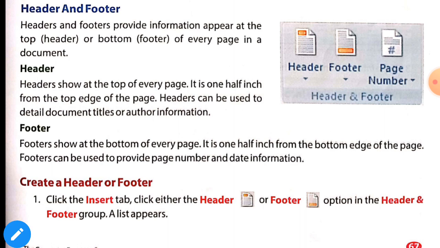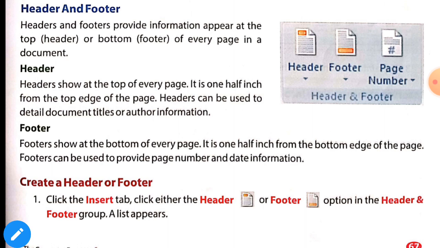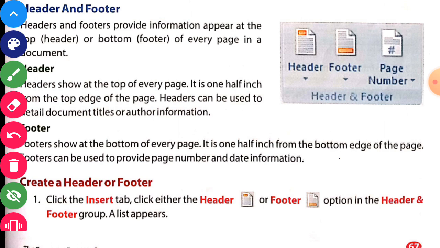Children, headers show at the top of every page. It is 1/2 inch from the top edge of the page. Headers can be used to detail document titles or other information. Next, let's know about footer. Footer shows at the bottom of every page. It is 1/2 inch from the bottom edge of the page. Footers can be used to provide page number and date information.